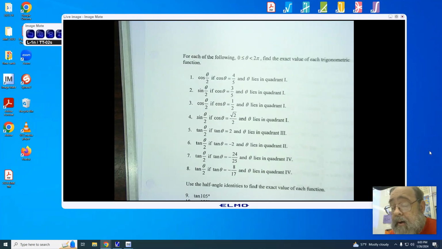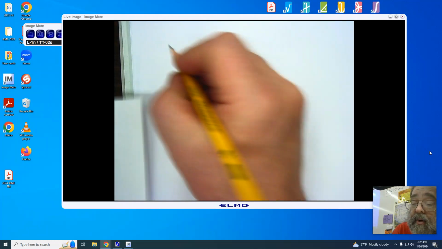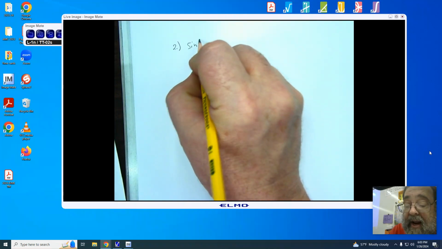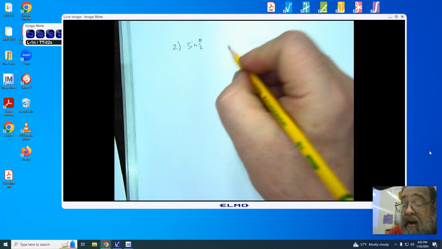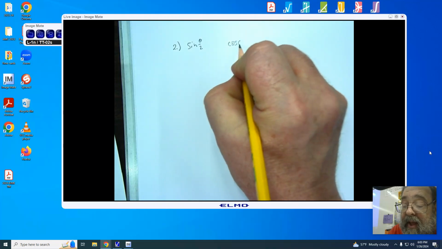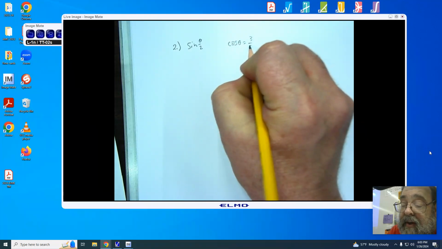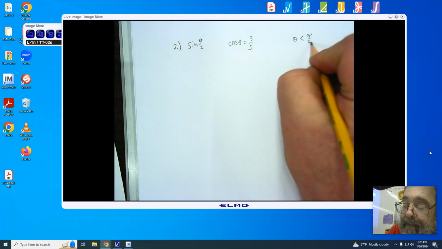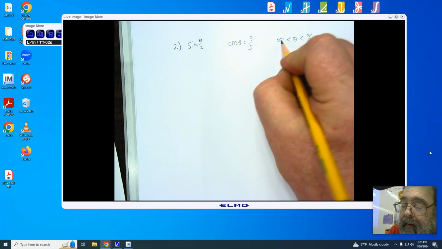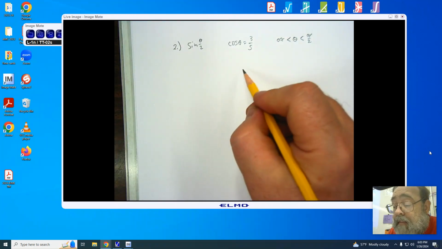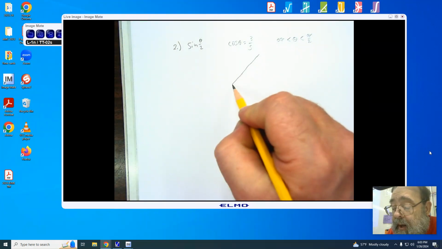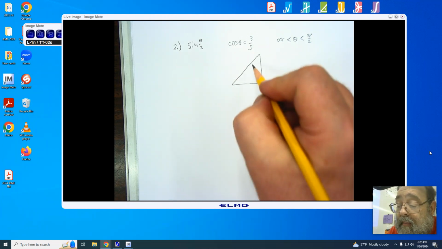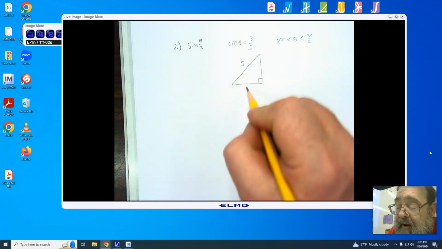So as we start, I'm going to write down that I am looking for, in number 2, the sine of theta divided by 2. I am told that the cosine of theta is 3/5, and I am told that theta is in quadrant 1. Now, when I do this, I'm going to set up my reference triangle in quadrant 1, and I would put in the hypotenuse of 5 and 3.